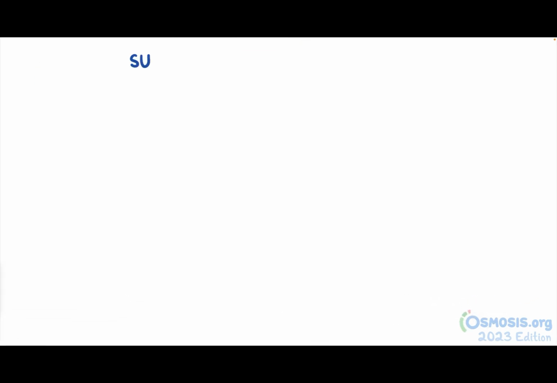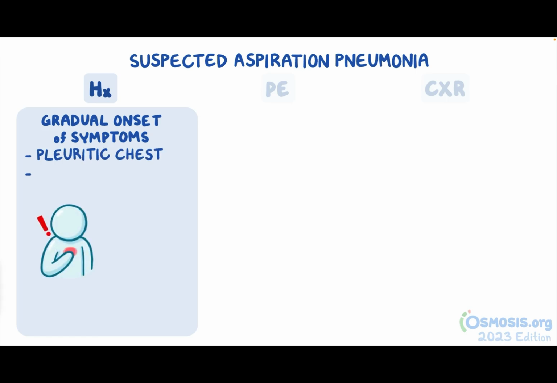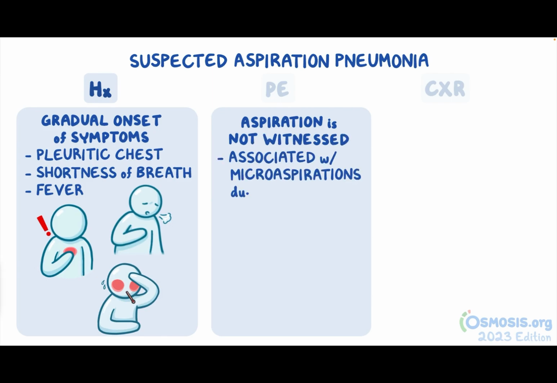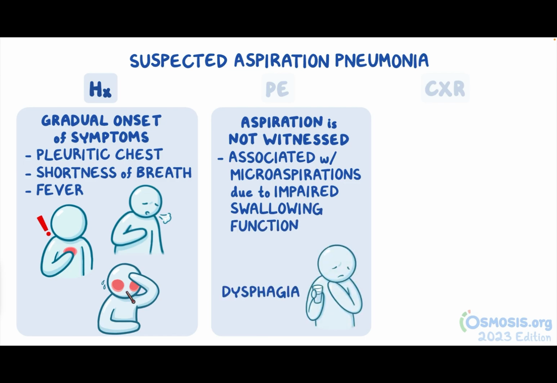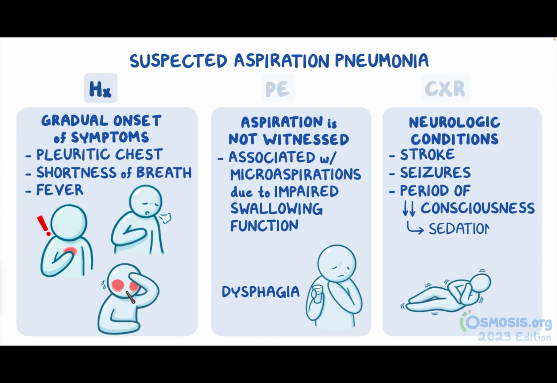In patients suspected with aspiration pneumonia, history reveals a gradual onset of symptoms that typically include pleuritic chest pain, shortness of breath, and fever. Most of the time, the aspiration is not witnessed, since pneumonia is usually associated with microaspirations due to impaired swallowing function, such as dysphagia. Additionally, history might reveal neurologic conditions that can also affect swallowing, such as stroke, seizures, or a period of decreased consciousness, like sedation or intoxication.